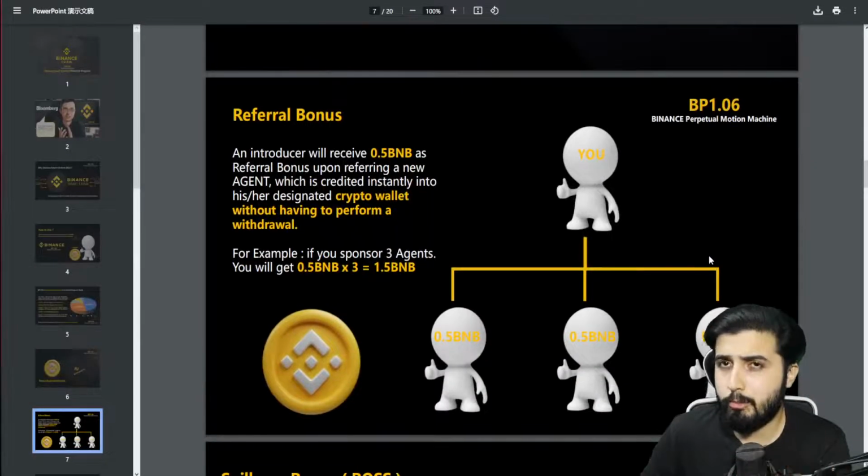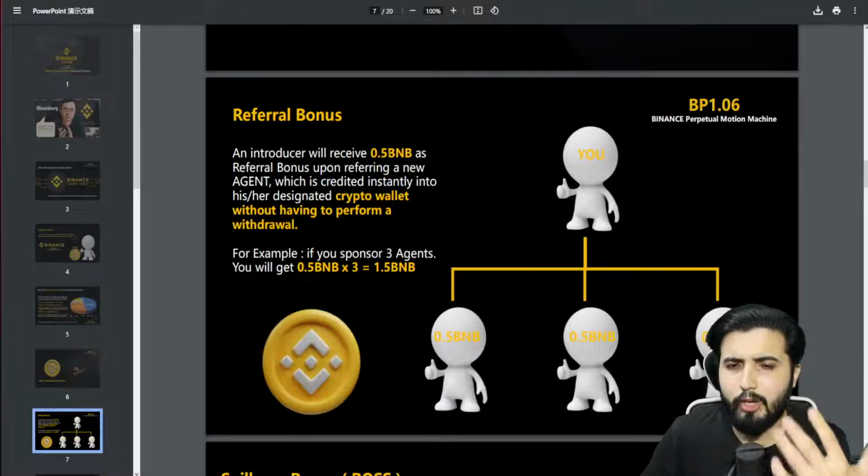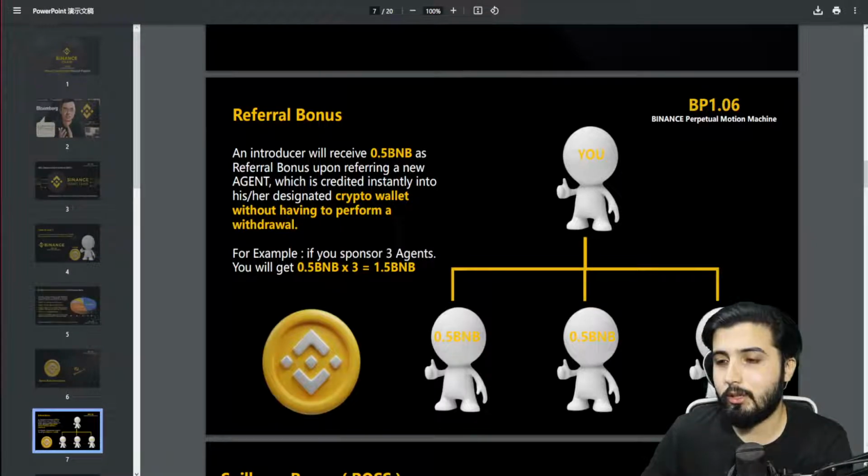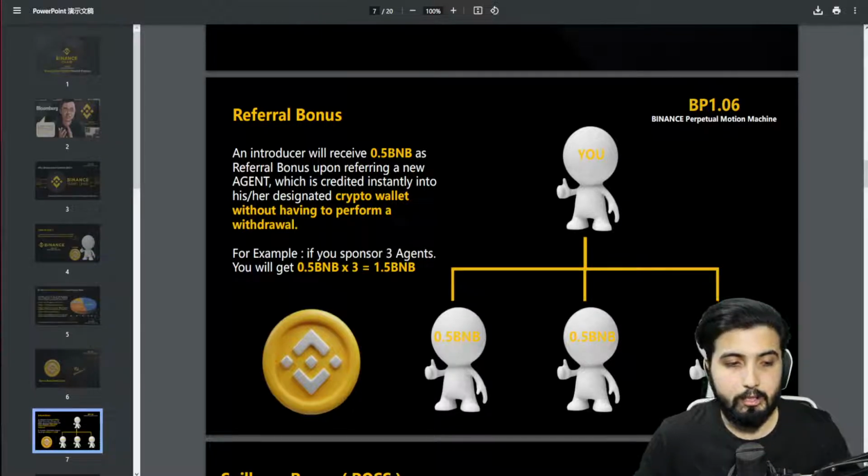This is the most basic form of referral, although the portion here is really huge. 0.5 BNB, it's not always like this. It's very, very minimal here. If you account for this one, this is somewhere about, I think, 50% commission. So you get almost 50% commission on every person that you refer. It's pretty huge, and I can without doubt say that you're not going to find this anywhere else.